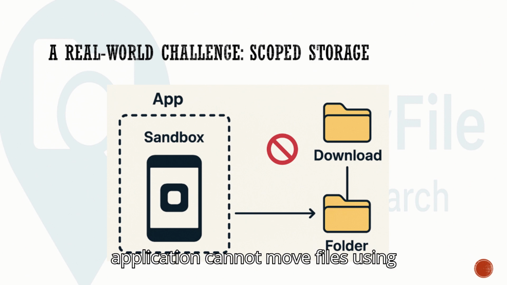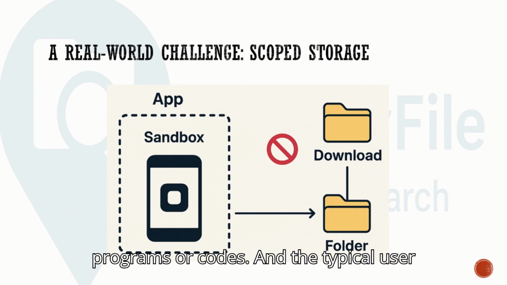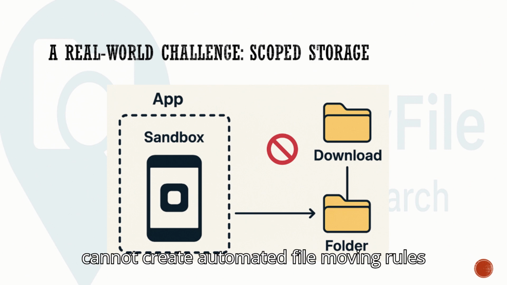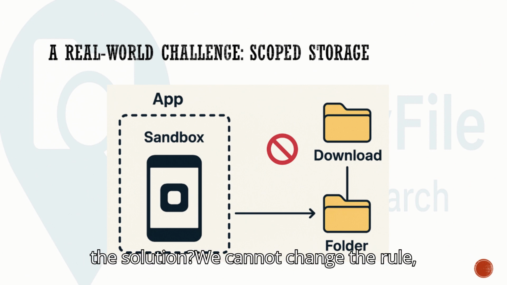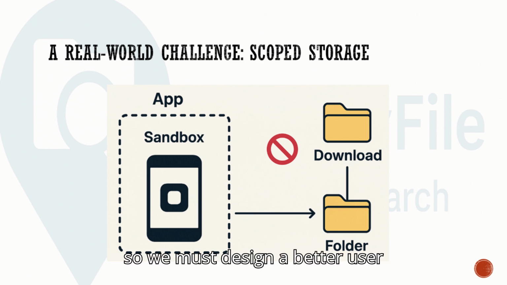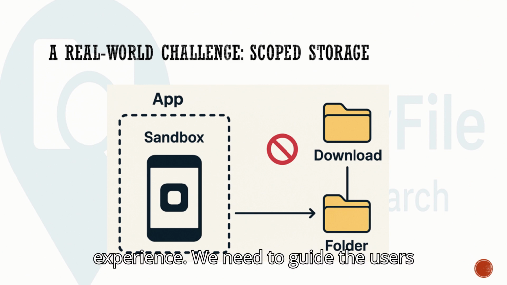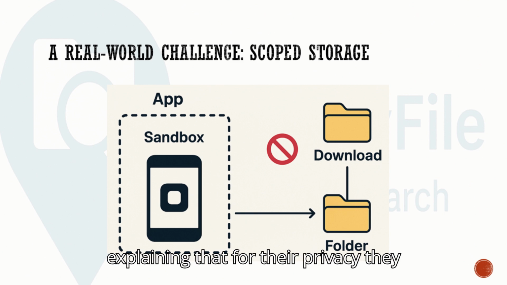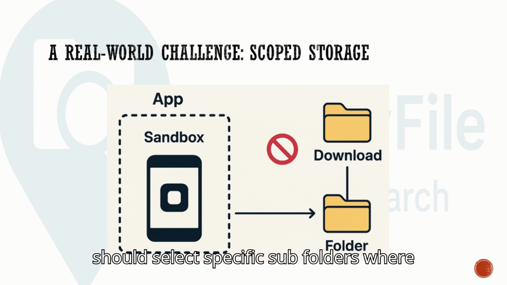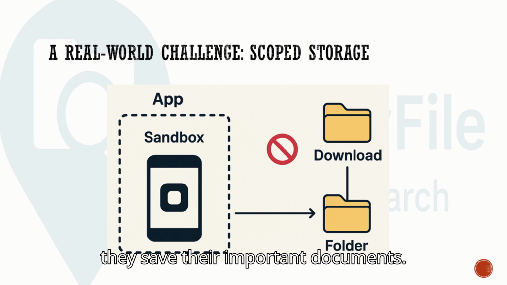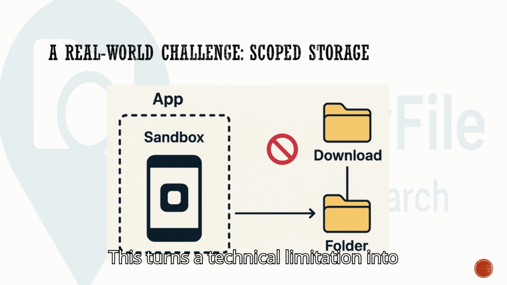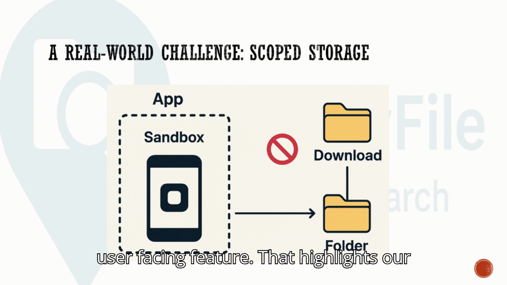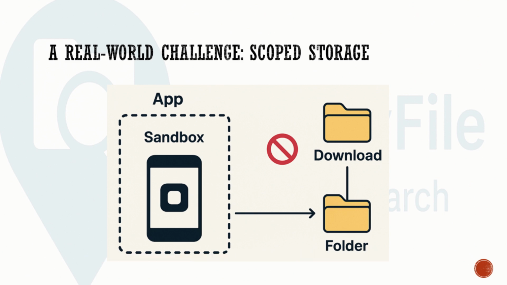An application cannot move files using programs or code, and the typical user cannot create automated file-moving rules on a standard Android phone. So, what is the solution? We cannot change the rule, so we must design a better user experience. We need to guide the users, explaining that for their privacy, they should select specific subfolders where they save their important documents. This turns a technical limitation into a user-facing feature that highlights our commitment to security and user control.